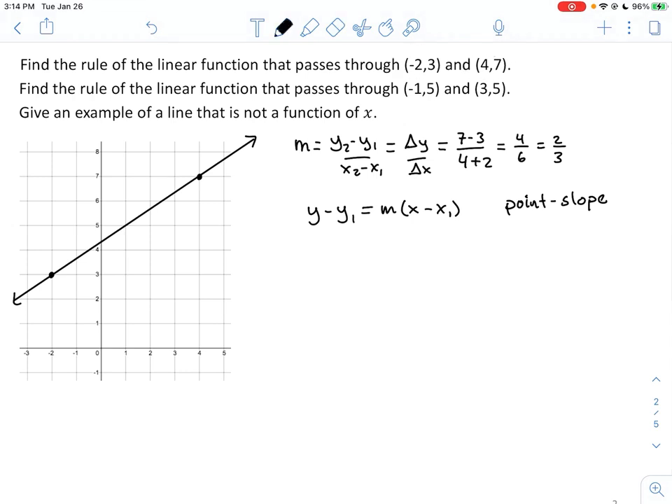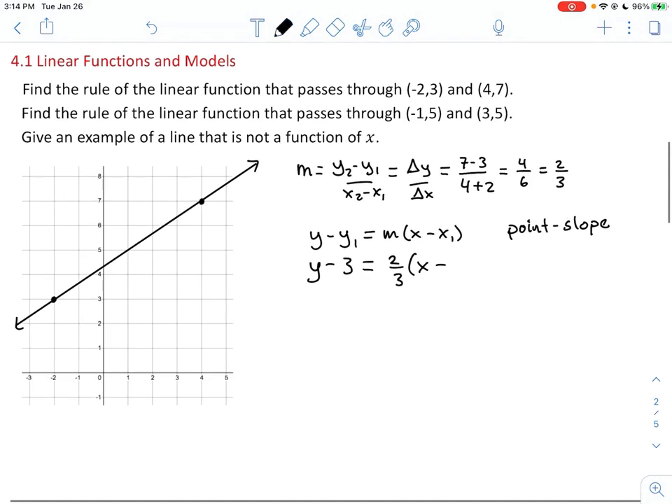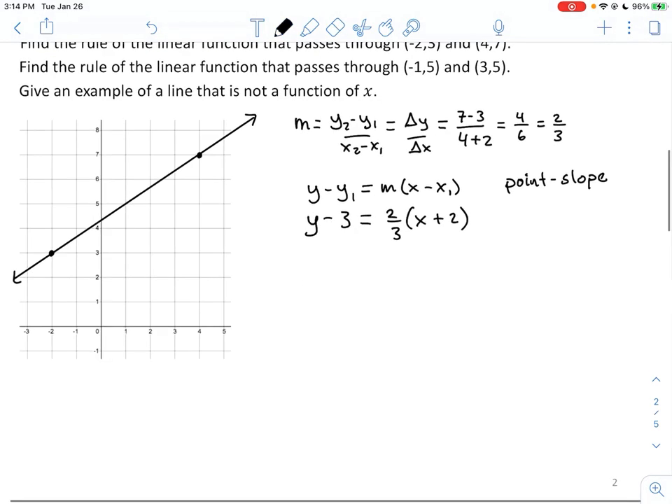It doesn't really matter. So I'm going to use this one here as my x1, y1, and the y and x don't change. Those are the variables of the equation. So you get y minus the y-coordinate, and we're calling this 3 here y1. So y minus 3 equals m, which is 2/3, times x minus that x-coordinate. That would be x plus 2. And then distribute the 2/3, 2/3 x plus 4/3, and then add 3 to both sides.